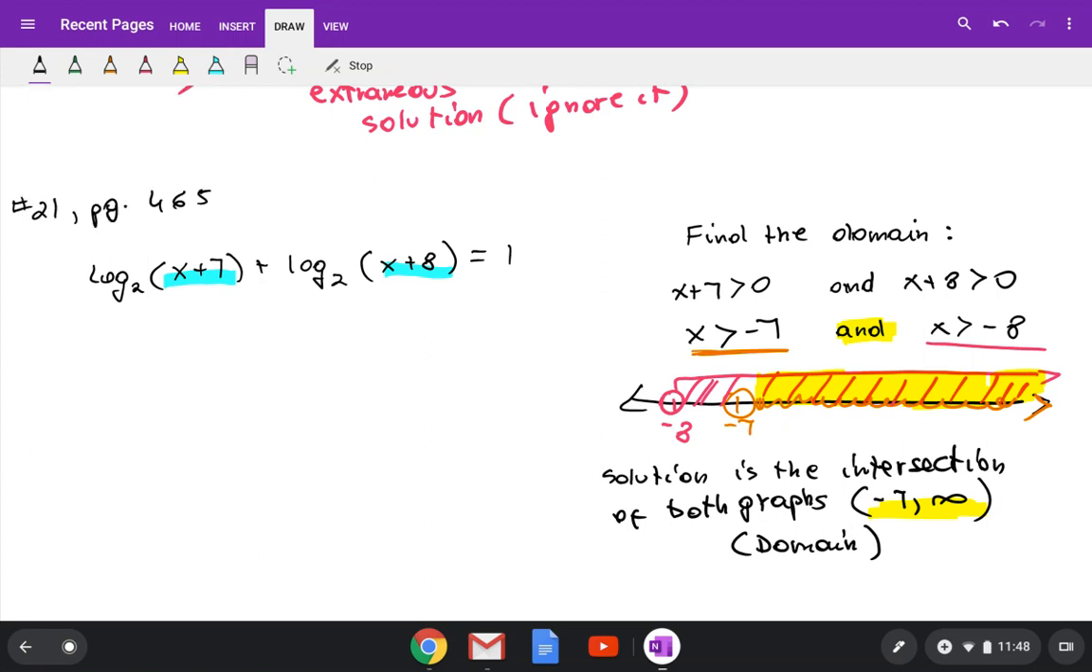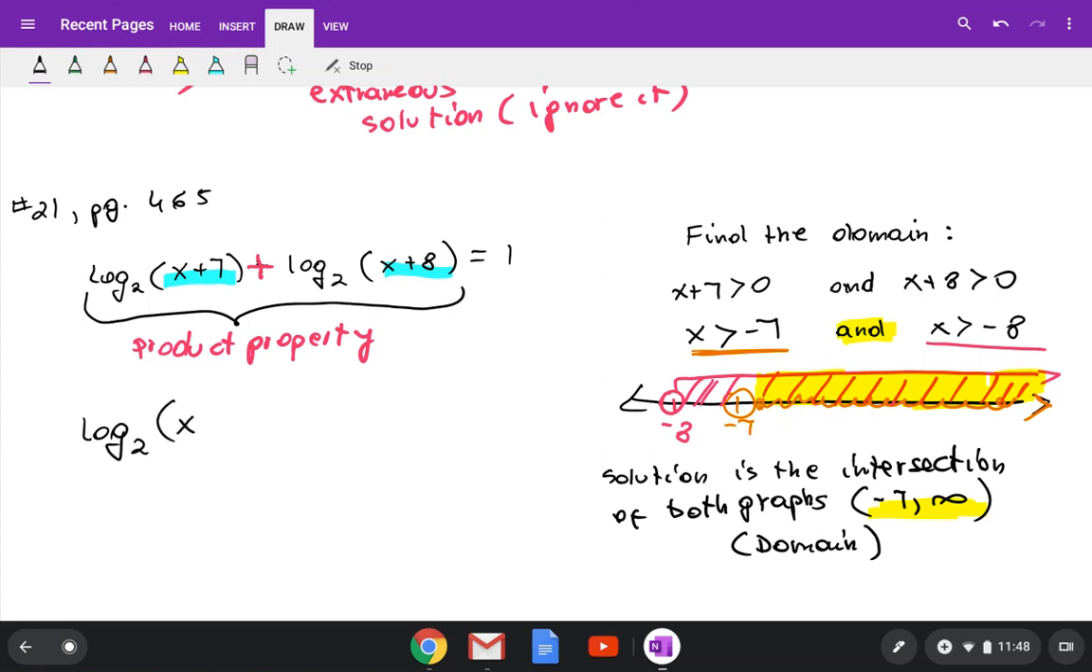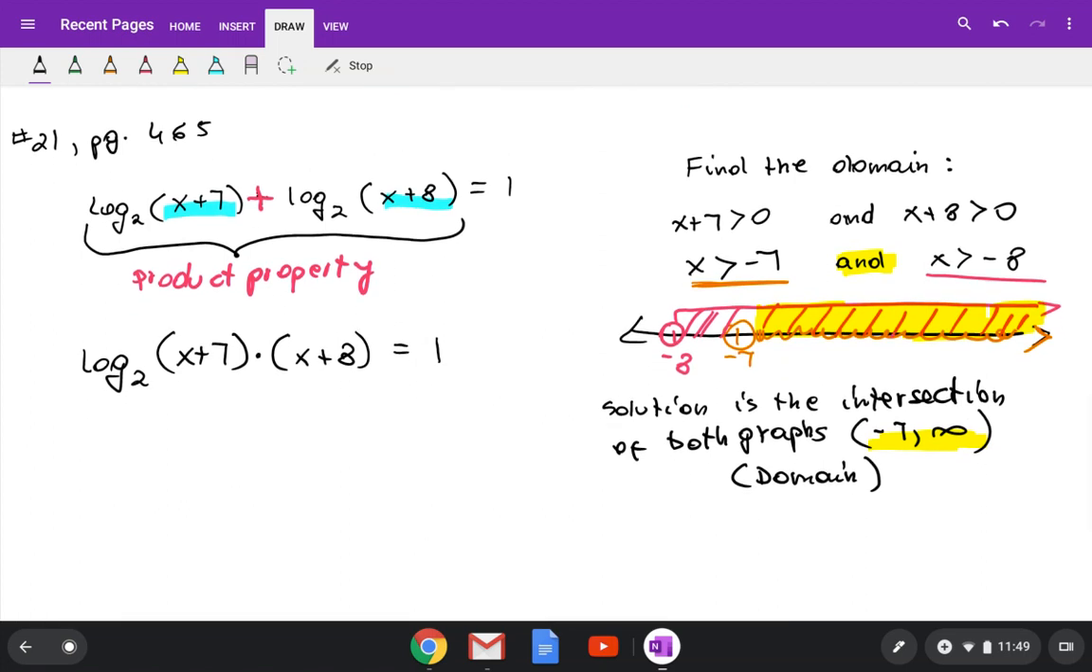Now look what we have to do. First of all, you need to condense that. You need to simplify that. So hopefully you guys remember that when you have a plus and you have two logs, this is the product property. The sum of logs is equal to the log of the product. So we're going to rewrite that under one log, log base 2 of the product x plus 7 times x plus 8 equal 1. And how do you want to solve it? I'm going to change that to exponential. This is how I'm going to solve it.